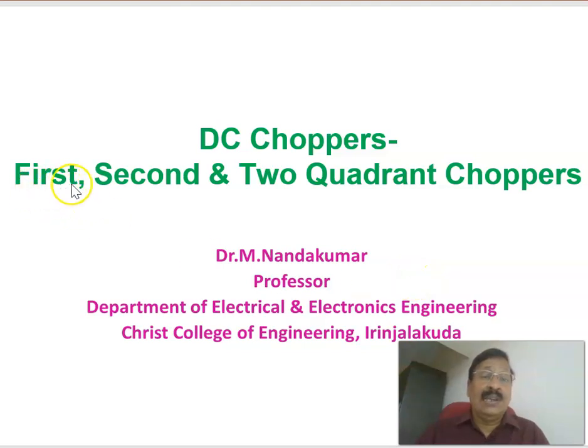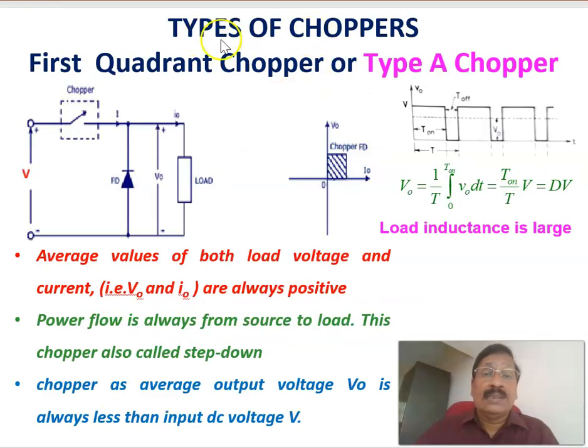In this presentation, I'll be explaining first quadrant choppers, second quadrant choppers, and two quadrant choppers. Let us see the types of choppers classified based on the quadrant operation. Now, the first quadrant chopper is also called the type A chopper.